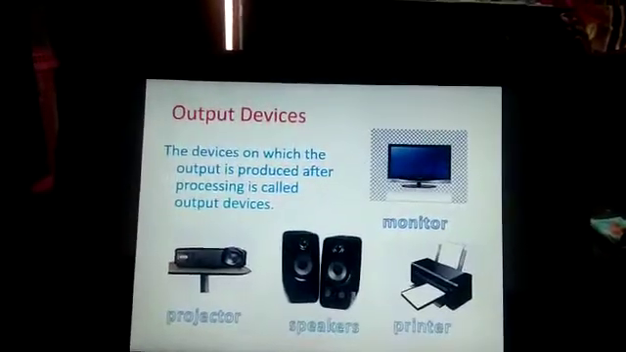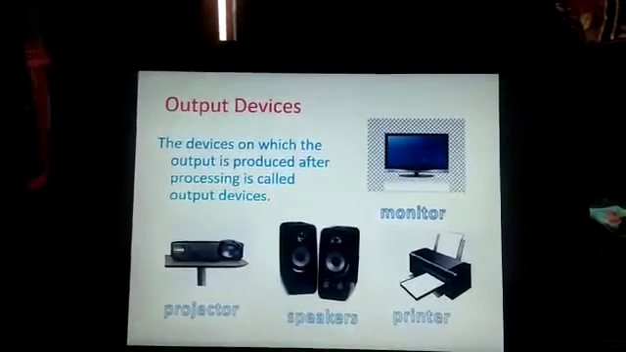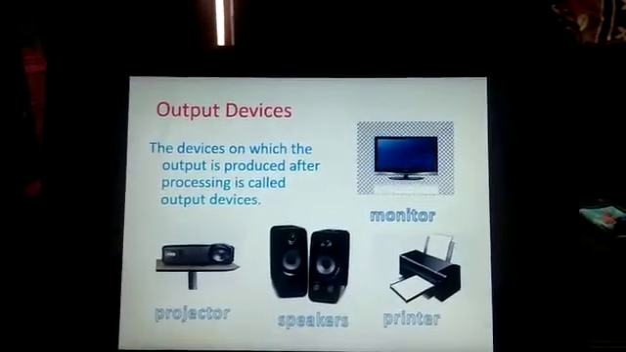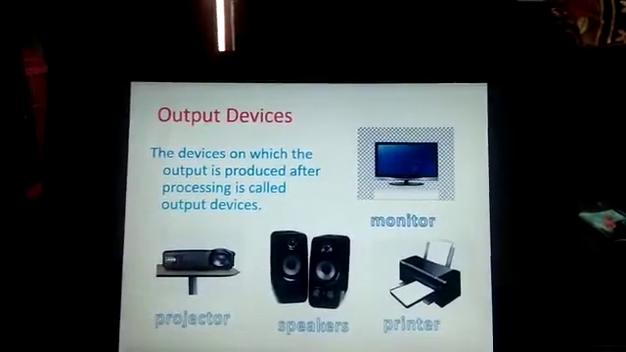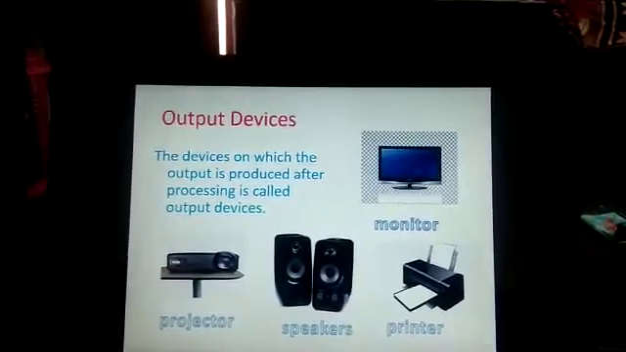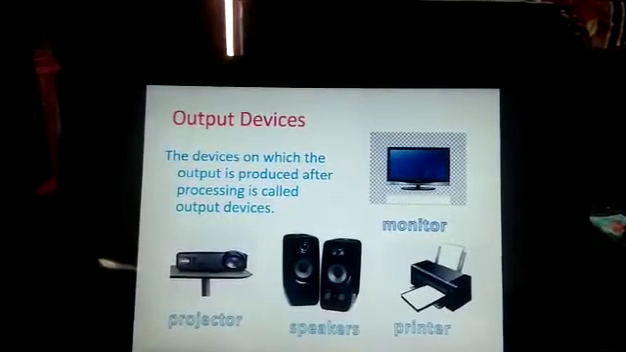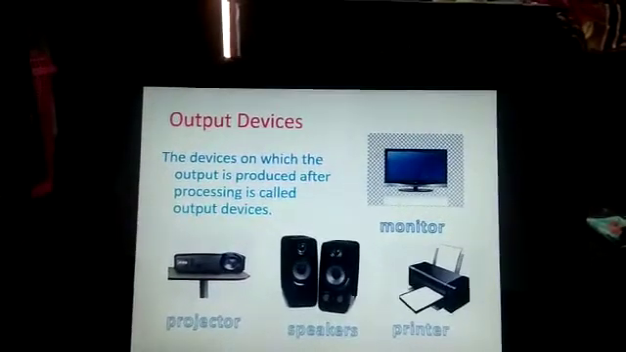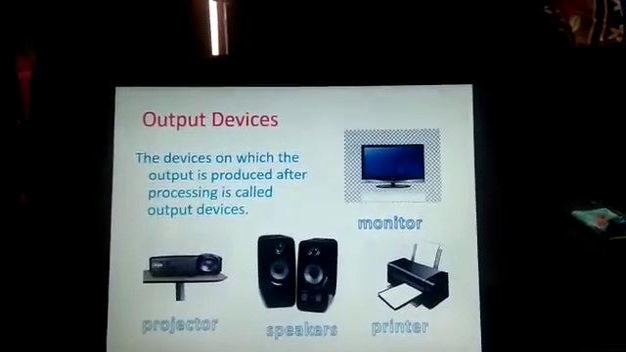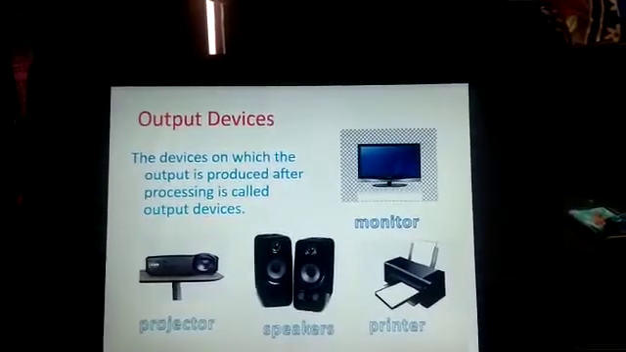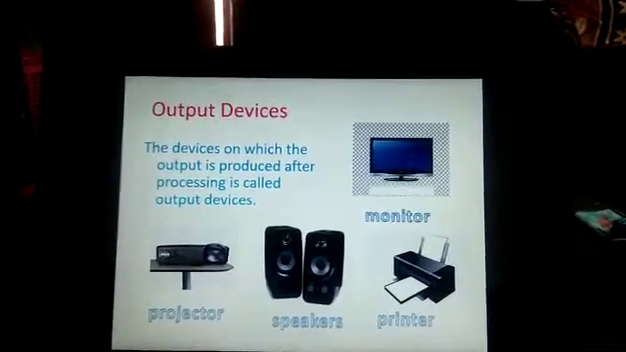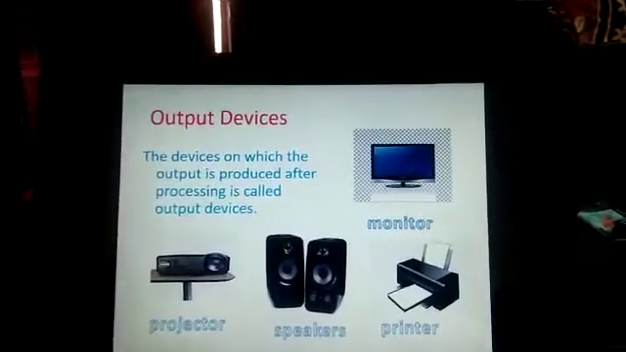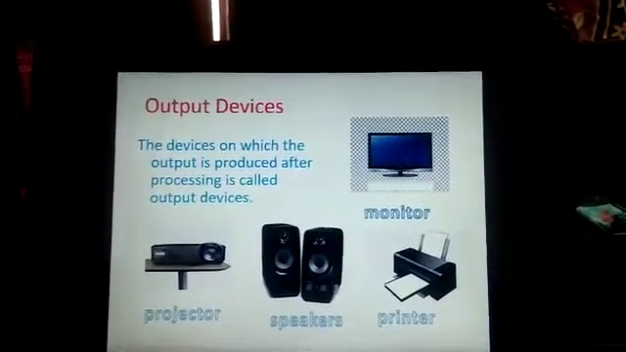Next is output devices. The devices on which the output is produced after processing are called output devices. First is monitor. It looks like a TV as you see in the picture. It is also known as the VDU, visual display unit. The output that we see on the monitor screen is called soft copy.